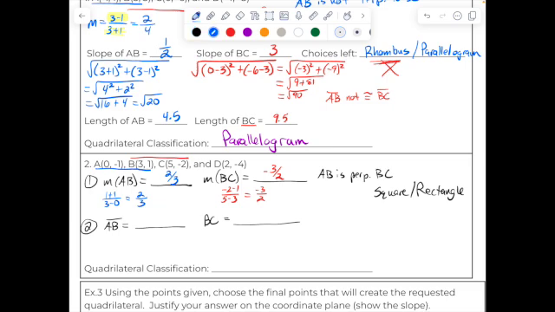Now I need to look at my lengths, my distance formula. So when I do the distance formula here for AB, that gives me 3 minus 0 squared plus 1 plus 1 squared. 3 minus 0 is 3. 3 squared is 9. 1 plus 1 is 2. 2 squared is 4. So I get the square root of 13. I'll bring up the calculator here real quick.